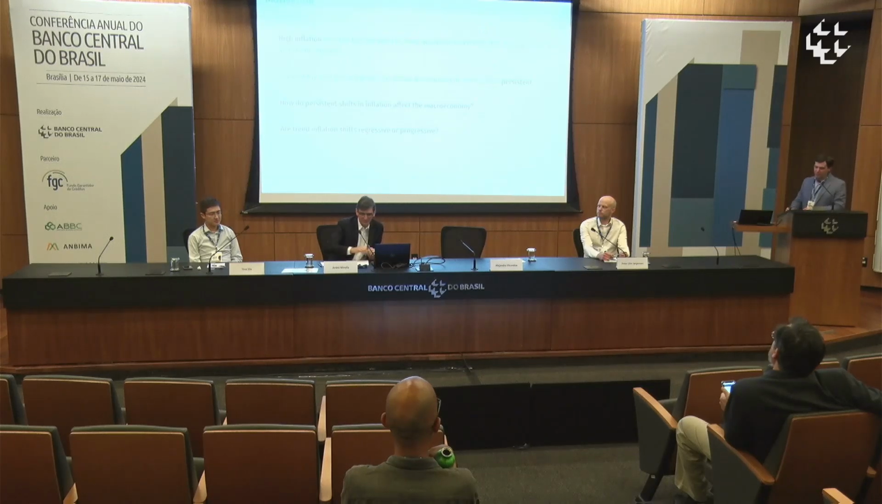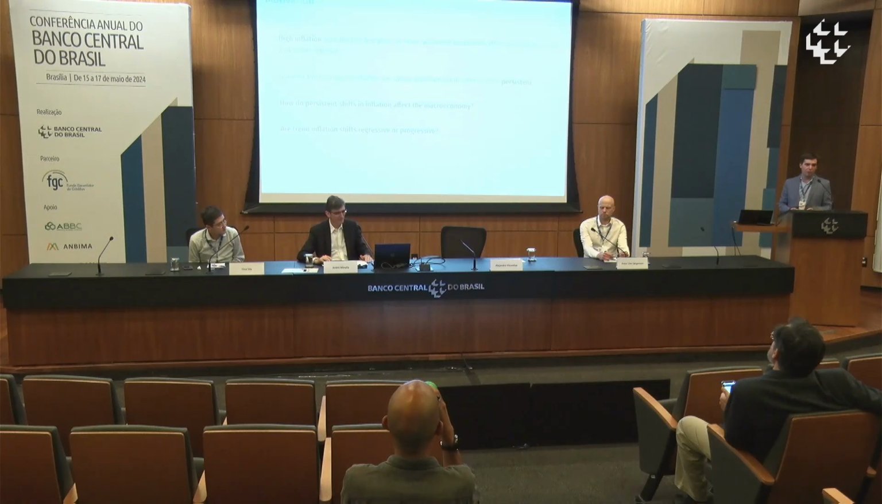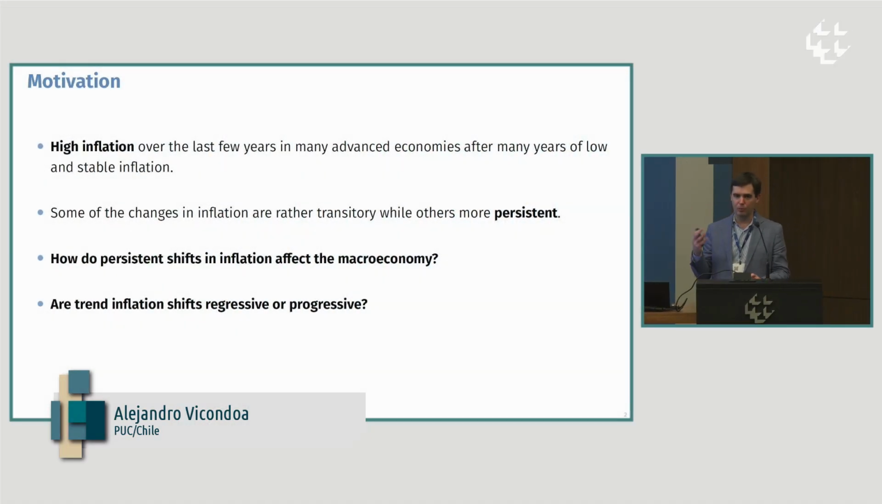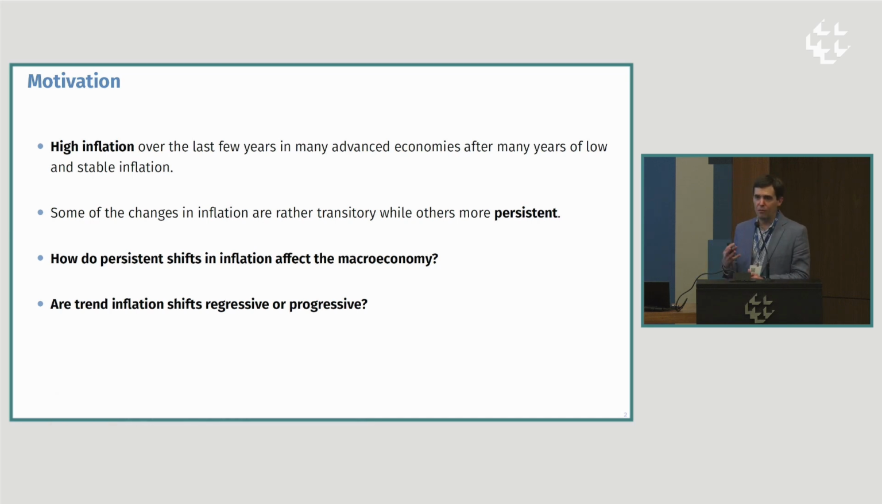The presentation I'm going to give is closely related to what Gianluca Violante presented yesterday in the plenary. We have been experiencing, in recent quarters, high inflation over the last years in many countries around the world. Some of these changes in inflation may persist, may be more persistent than transitory, to put it some way. The question that arises, partially in line with what we saw yesterday, is how do these persistent shifts in inflation affect the macroeconomy?